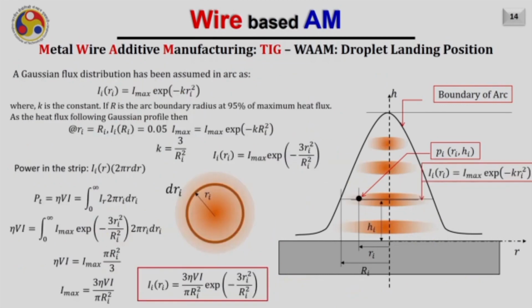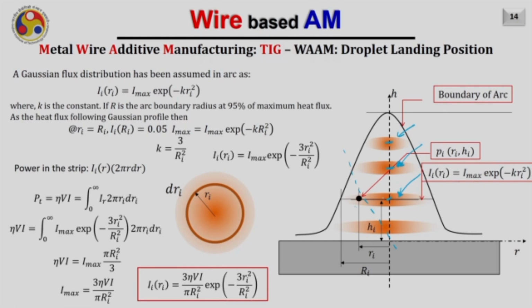So as we have seen, the wire may get melted anywhere when entering into the arc, and at different positions the profile of the intensity distribution will be different. As I am showing here, this is the Gaussian profile at this particular location, this is the Gaussian profile of the heat distribution or the intensity distribution at this particular location, and this is the Gaussian profile of the intensity distribution at this location.